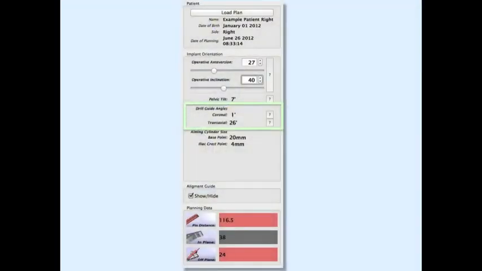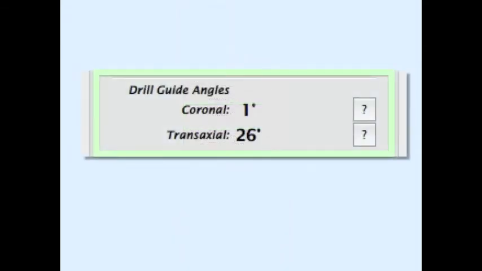The next step is to roughly determine the correct angle of the drill guide. Since the exact position of the pelvis in space is not known at this point, the drill guide angles that we show must be understood in that context.